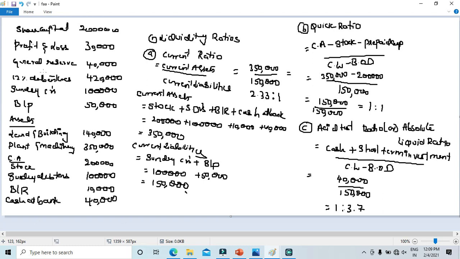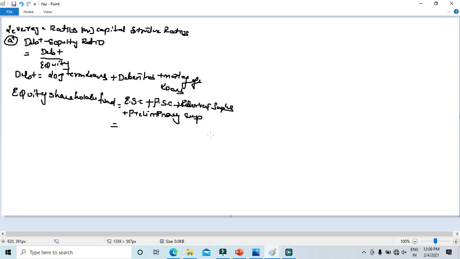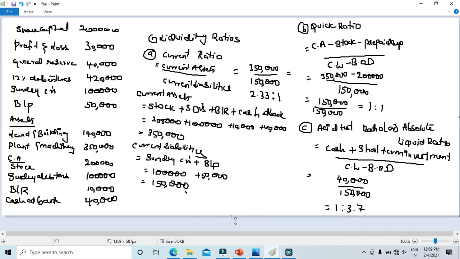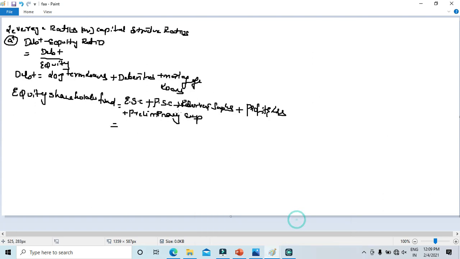So how much will it come to? 1.56:1. Now the next one is your formula, the total assets to debt ratio. So we'll do that. Total assets to debt ratio. So how much will it come to?